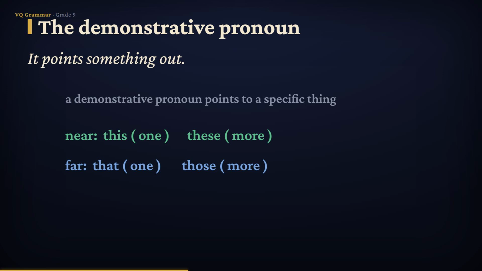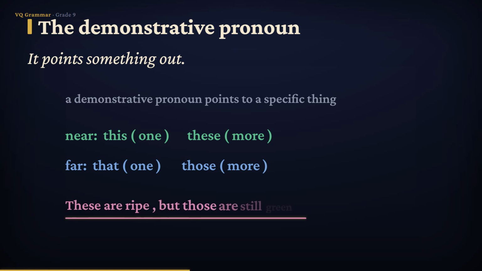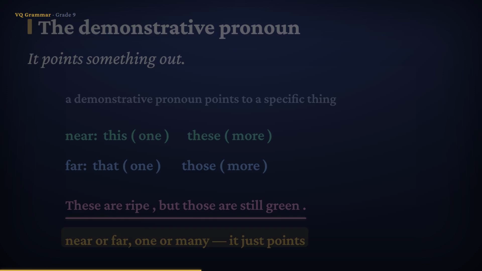Here they are working together. These are ripe, but those are still green. This and these point close. That and those point away. Near or far, one or many, the demonstrative simply points.